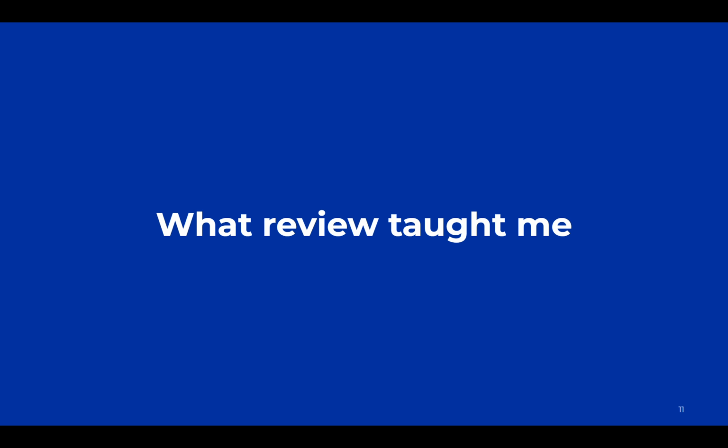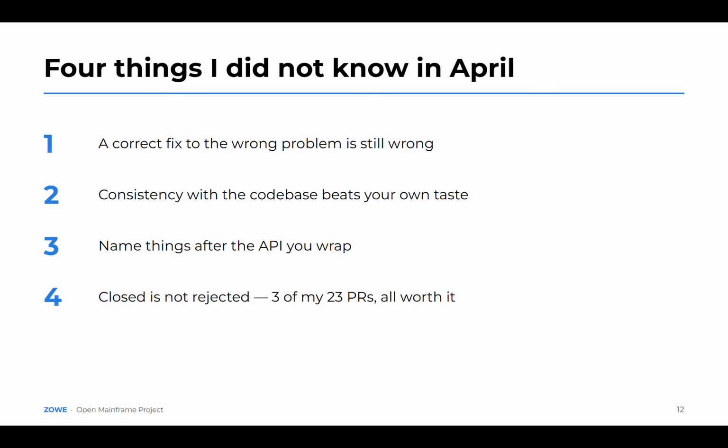Now, the part I'd actually keep if I had to throw the code away. Four things I did not know in April. One: a correct fix to the wrong problem is still the wrong fix. I once fixed a malformed URL where two mutually exclusive parameters got combined. Frank pointed out that the real problem wasn't the formatting, it's that those parameters should not be combinable at all. He read the input class more carefully than I had, found the validation already existed, and closed my PR. He was right. I had fixed the appearance of a URL that could never legally be constructed.